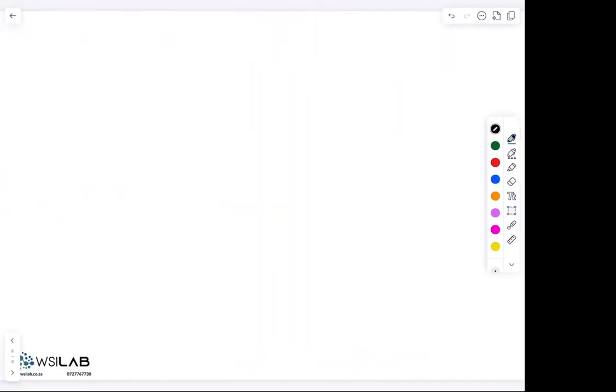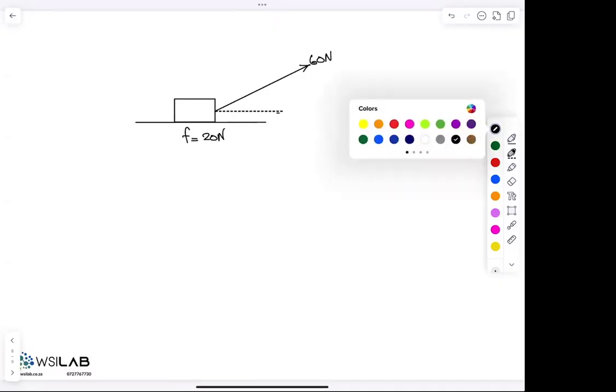Okay, good. Last one, which is something out of your syllabus. So I'm not going to worry too much if you don't get this right. Okay, so there's a block. It should touch, actually. I'm trying to get this straight. It's harder than I thought. Okay, there we go. So the frictional force is 20 newtons. And I'm pulling it in this direction with 60 newtons. But there's an angle, let's say, of 30 degrees.